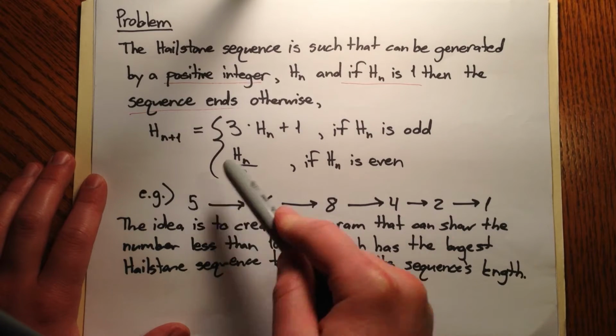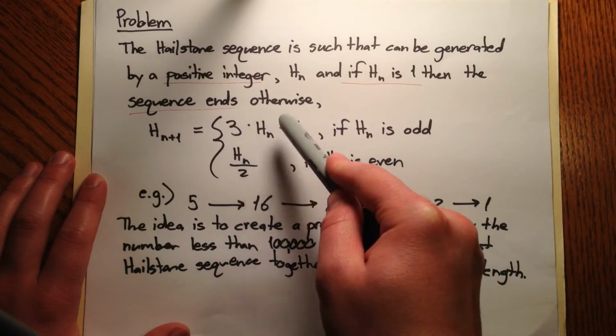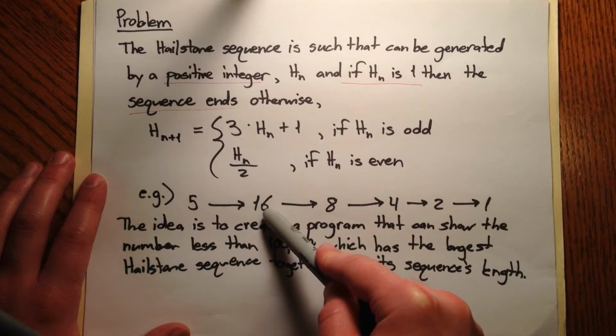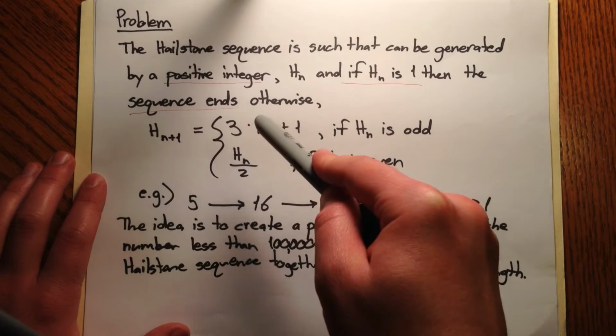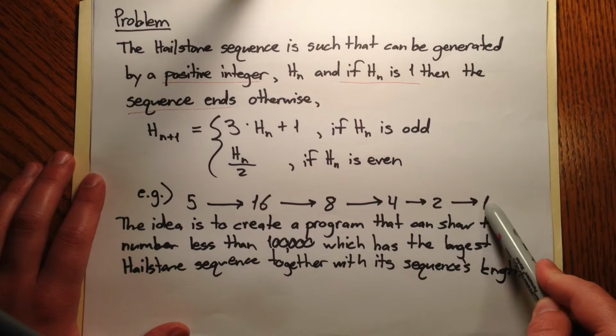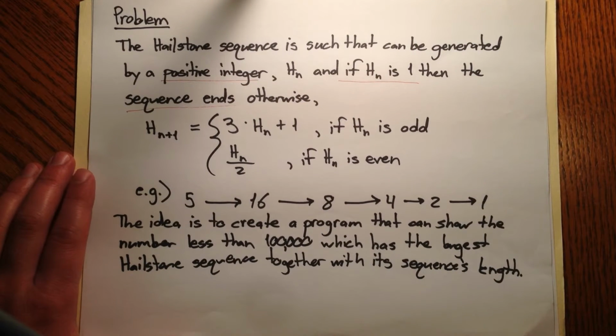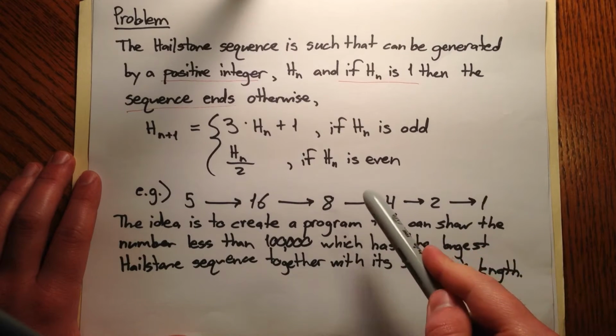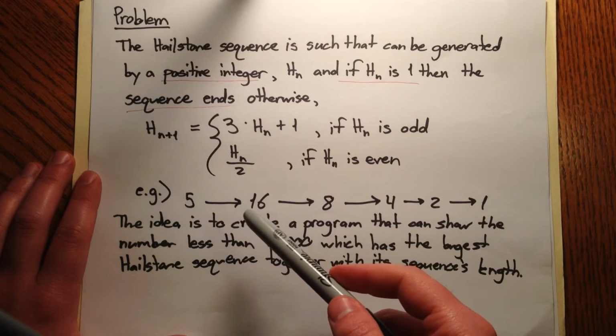So for 5, since it's odd, we multiply by 3 to get 15, add 1 to it to get 16. Since 16 is even, we divide it by 2 to get 8, then we get 4, and we get 2, till we get to 1. So for 5, the length of the sequence is 6.